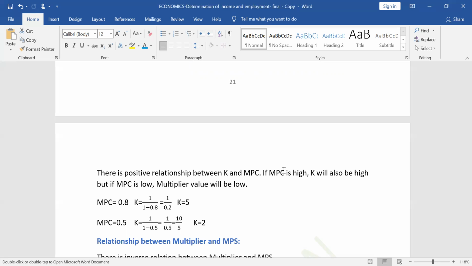Investment multiplier and MPC are positively, directly related. The higher the value of MPC, the higher will be the value of investment multiplier.